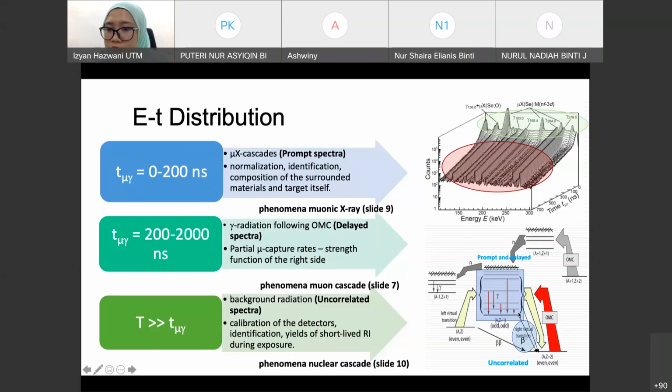Okay, if you look at this decay scheme, this was the region for prompt and delayed. And the final one is when the time is much greater than the muon gamma time. This is marked as uncorrelated spectra. This requires calibration of the detector and some radioisotope identification, and it follows the yield of short-lived radioisotopes during exposure. So this is region one, the beta decay to the ground state.